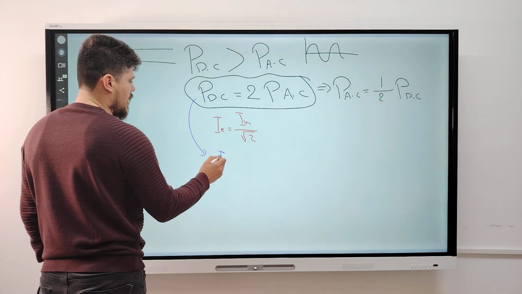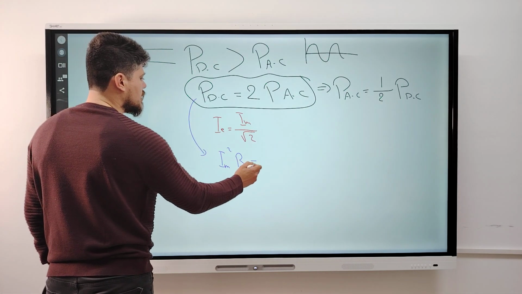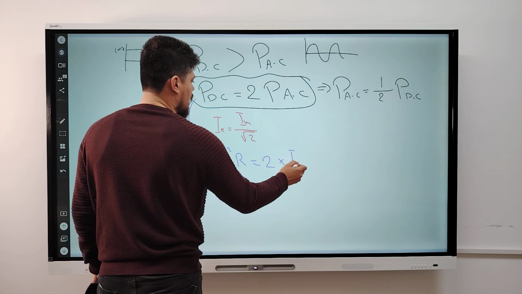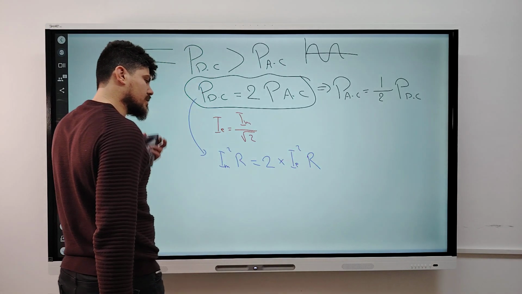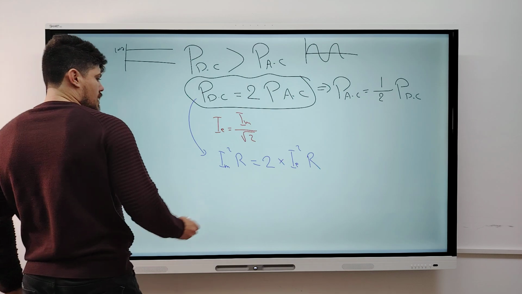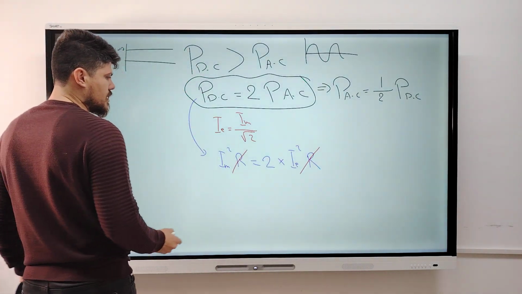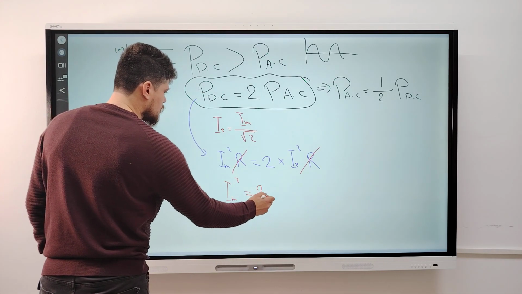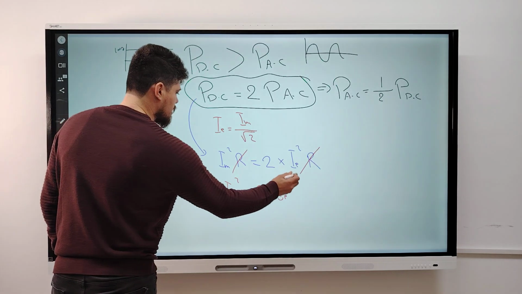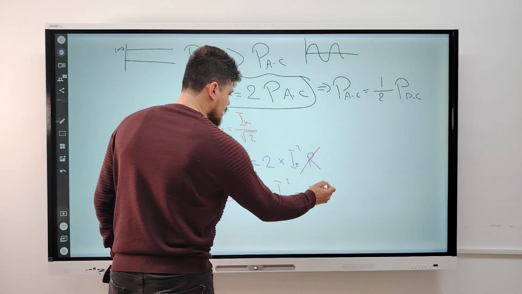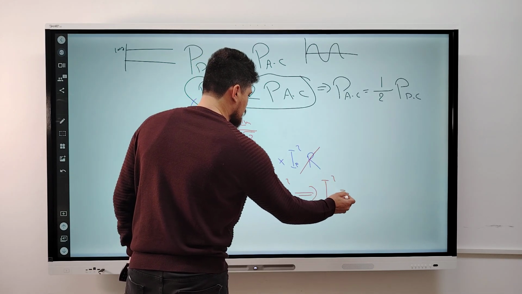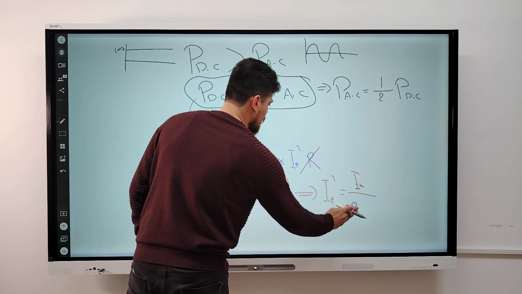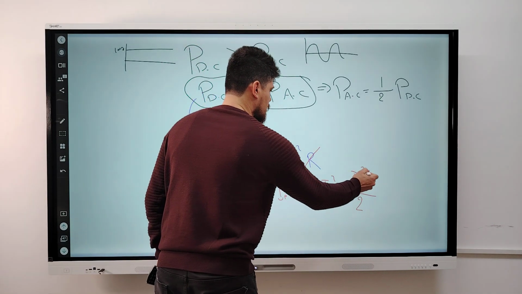Power in DC is equal to I_M squared R, which is equal to 2 times the power in AC, I effective squared times R. Okay, so R with R cancel. What does remain? I_M squared is equal to 2 times I_E squared. If you rearrange this equation, I_E squared is equal to what? I_M squared divided by 2.